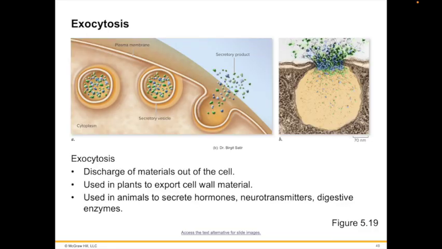And lastly is exocytosis, that discharge or release of materials outside of the cell used by plants or by animals to secrete things such as digestive enzymes, neurotransmitters, or even hormones.